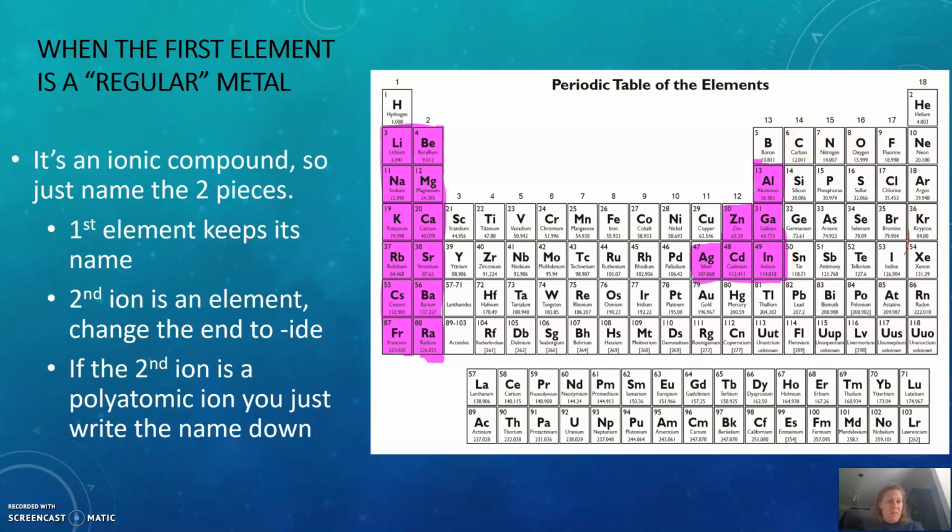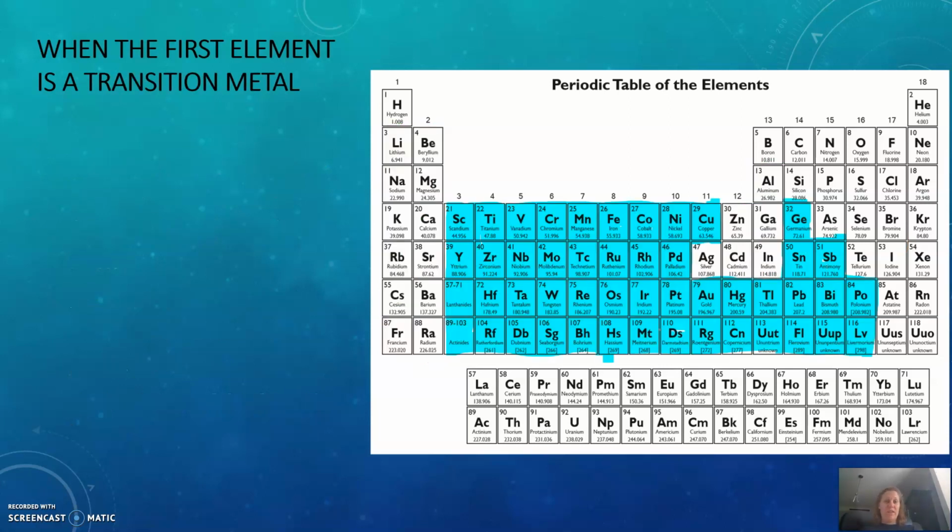But if the second element is a polyatomic ion, you'll see one of these and then two or three extra letters and capital letters. And you just write the name down. There's no changing the endings at all. And I'm going to do a bunch of examples at the end here, like a bunch.